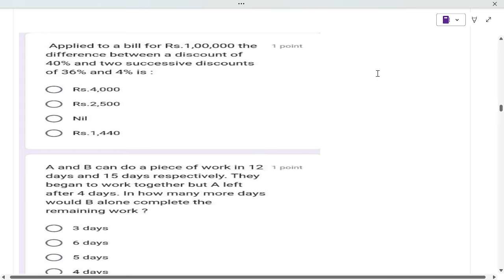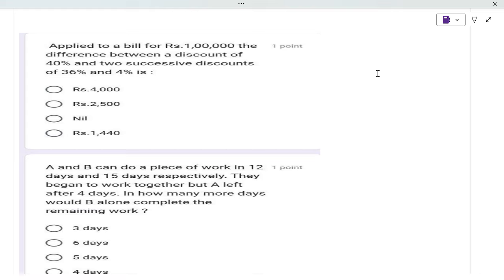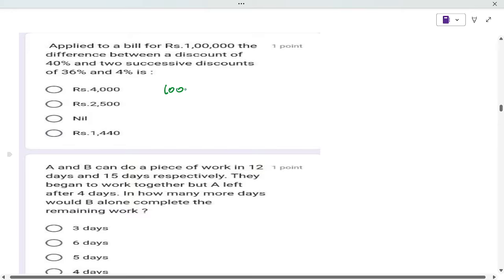Okay. Next one is from percentage. Percentage is applied to a bill of rupees 1 lakh, 10 lakhs. What is the difference between a single discount of 40% and two successive discounts of 36% and 4%? Okay, so the amount is 1 lakh.